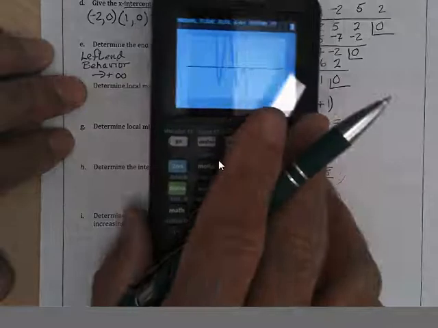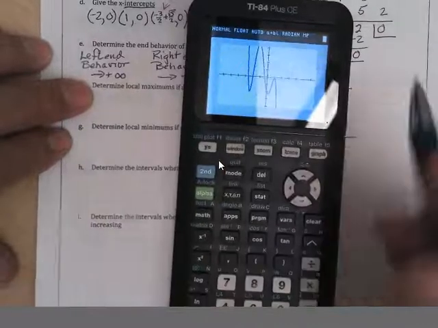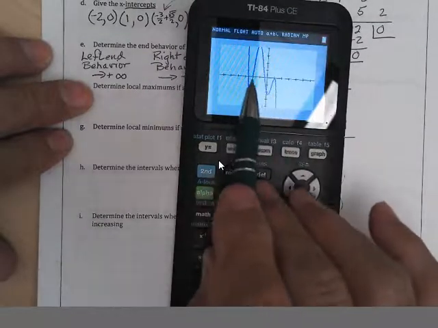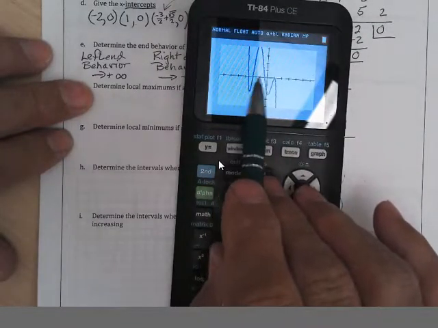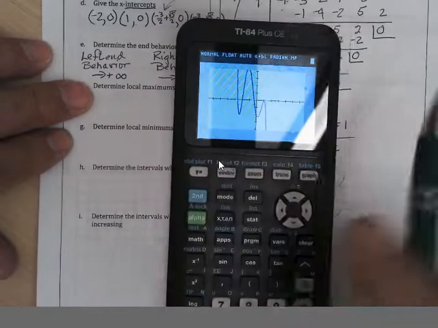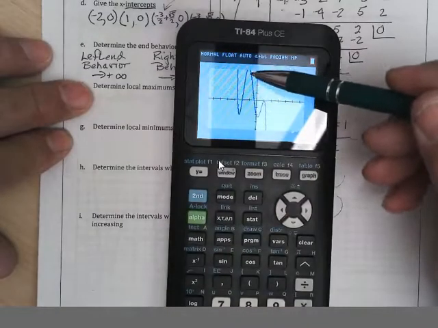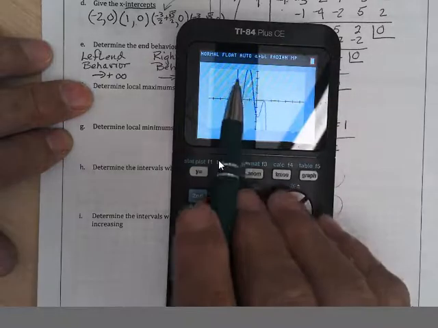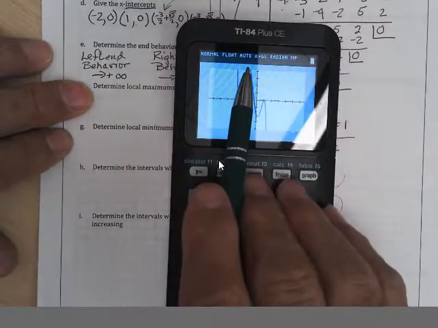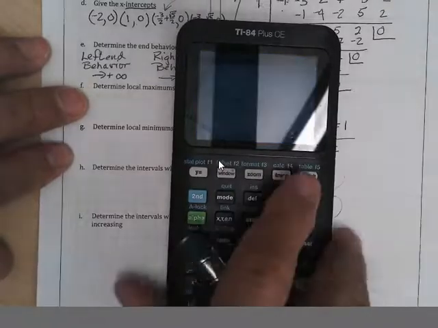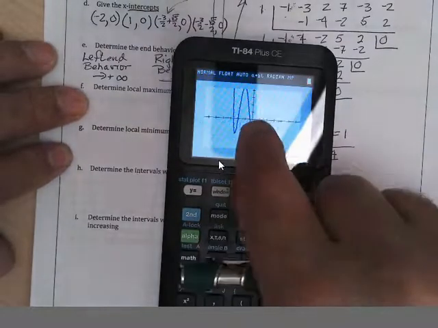Determine local maximums. Local means in their neighborhood. If you don't move very far, is there a place where it's the highest in its neighborhood? Well, you can see here that this is going up and coming down. There's going to be a high spot near that spot, and that's called the maximum. And we want to know how high that is.